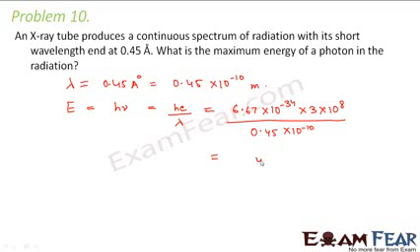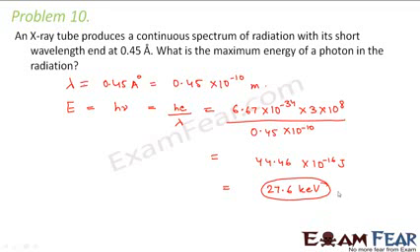So this comes out to be 44.46 into 10 to the power minus 16 joules. If you want to convert it into electron volts, you just divide it by 1.6 into 10 to the power minus 19 joules, which comes out to be 27.6 kilo electron volts. So this would be the maximum energy of a photon in the radiation.